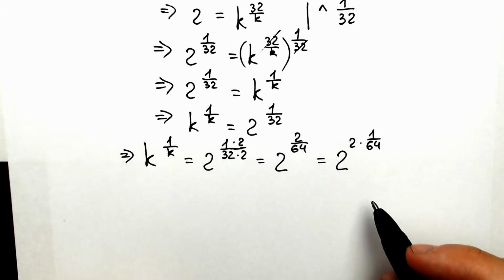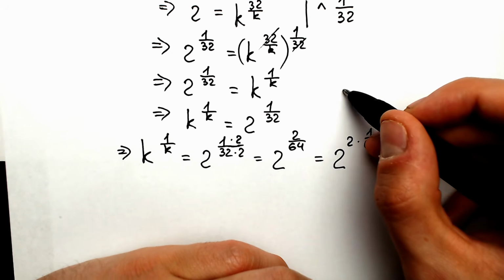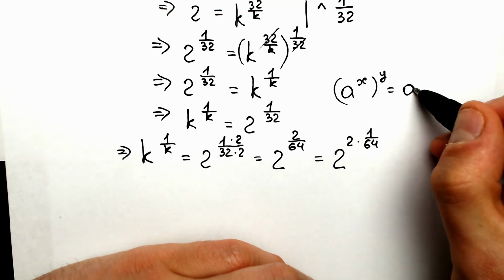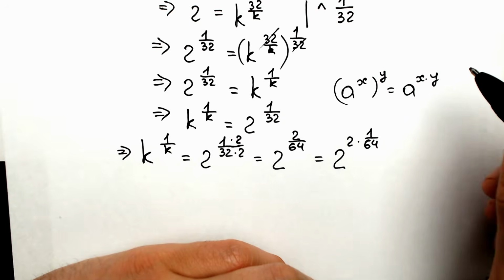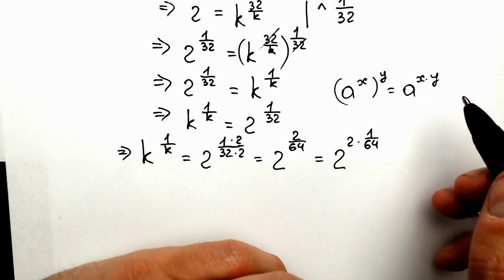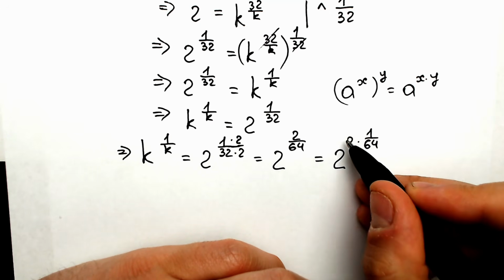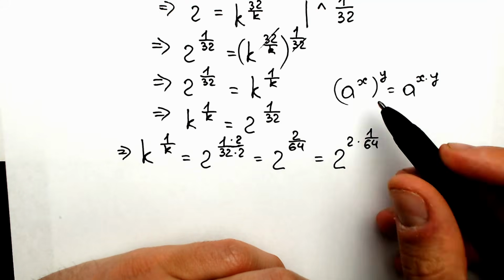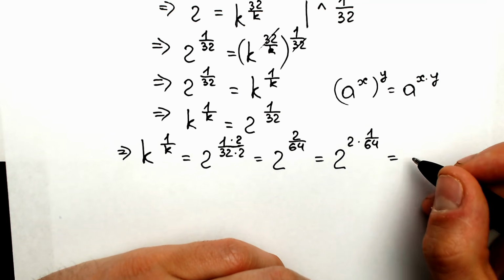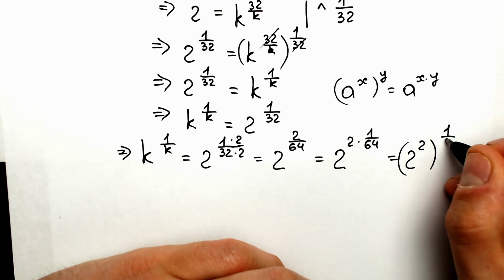Okay, and right now we need to learn about a really interesting property. Everyone knows this property: when we have a to the power x raised to the power y, this is equal to a to the power x times y. We already had this property in the previous part, but in the same way, when we have a product, we can go back to the beginning. So when we have a product, we can write this 2, which is our x, in parentheses. So we can write 2 to the power 2, in parentheses, to the power 1 over 64.